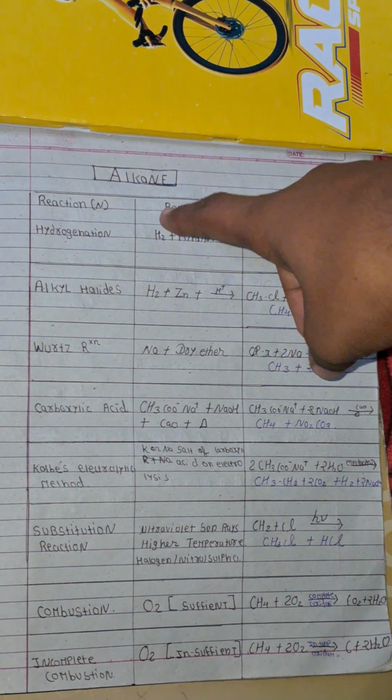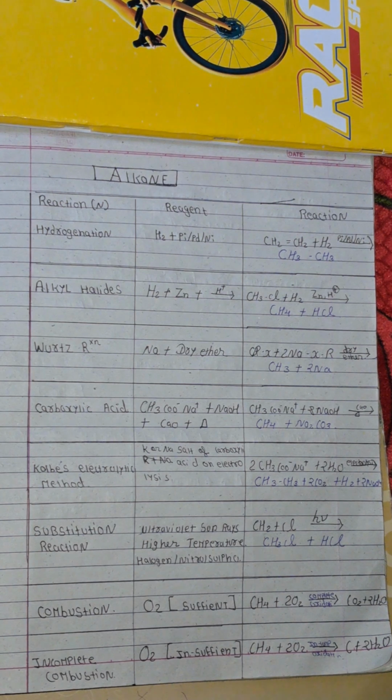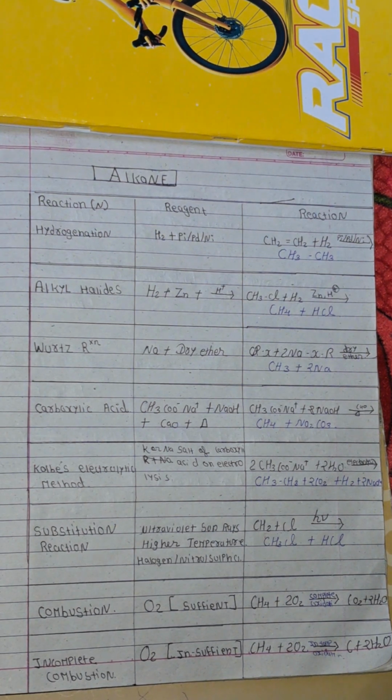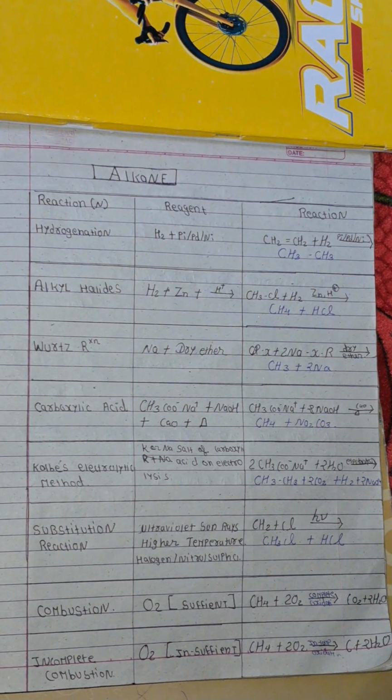In presence of dihydrogen and a catalyst like platinum, palladium and nickel, we get alkane. Platinum and palladium work at room temperature and nickel works at higher temperature and pressure. The reaction is ethene plus dihydrogen gas, and in presence of catalyst gives ethane.